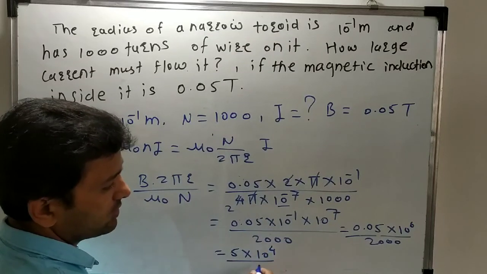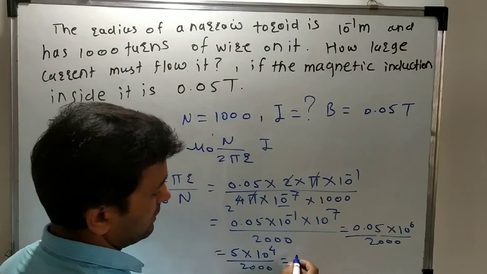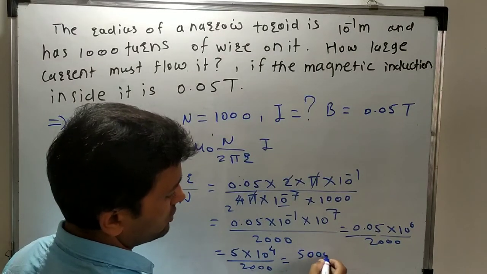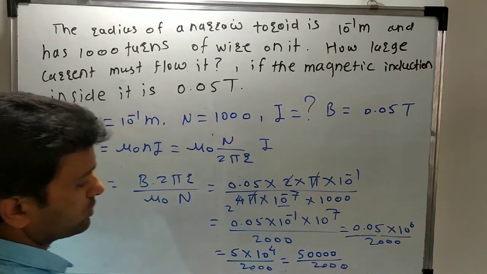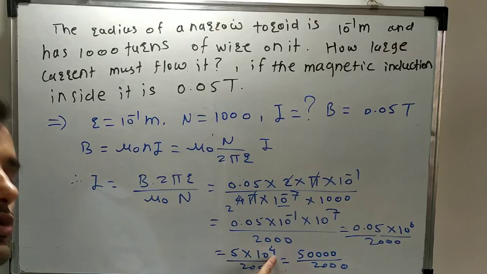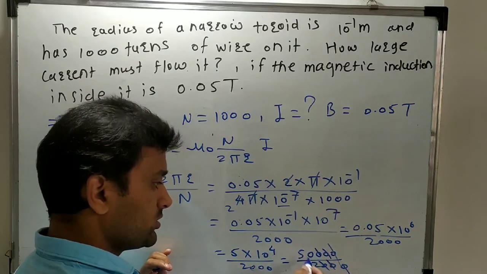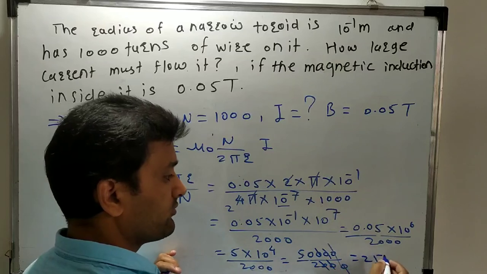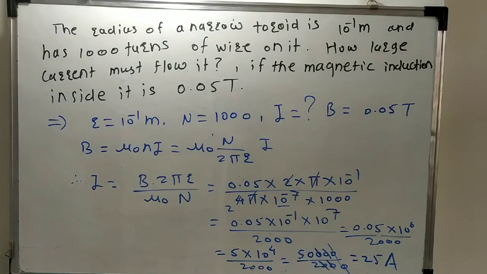4 divided by 2000. Again remove the 10 raised to 4 power. Then we can put 4 zeros on the 5. If you are removing the power 10 raised to 4, then we should put 4 zeros on 5. Then what will happen? 50 by 2. So it is 25 ampere, which will be the magnitude of the current flowing through the coil.